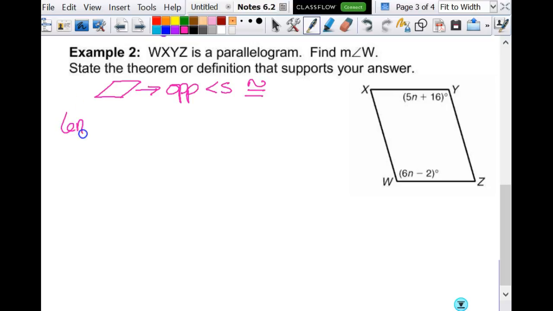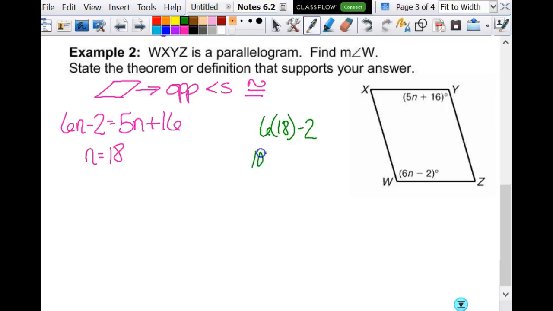So 6n minus 2 equals 5n plus 16. So that means that n equals 18. I'm looking for W. So 6 times 18 minus 2. So what's 6 times 20? 120. That should be easy, right? Then what do you subtract? 12, because you had 2 extra 6s, so you subtract 12. So 120 minus 12 is 108 minus 2. So the measure of angle W is 106.